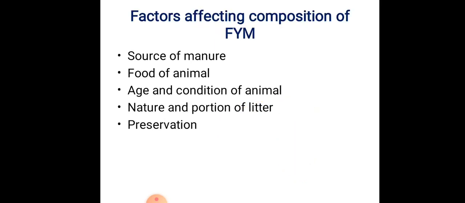Then we see the factors affecting the composition of FYM. So these are the factors which affect the quality of the FYM, such as source of manure. Source of manure means the source where the organic residue is collected. If the organic residue is collected from the cattle shed, it consists of more nutrition as compared to residue collected from the farm yard.